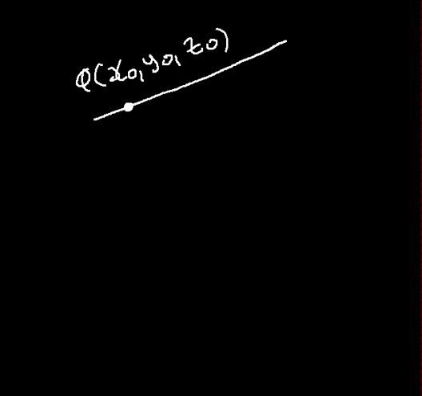For instance, let's say this is a line in space, and the line passes through some point, let's say point Q, with coordinates x naught, y naught, as well as z naught. Assuming there is a direction vector, a vector which is parallel to the line, let's say v1, the direction vector is given as a, b, as well as c. Those are the directional values.